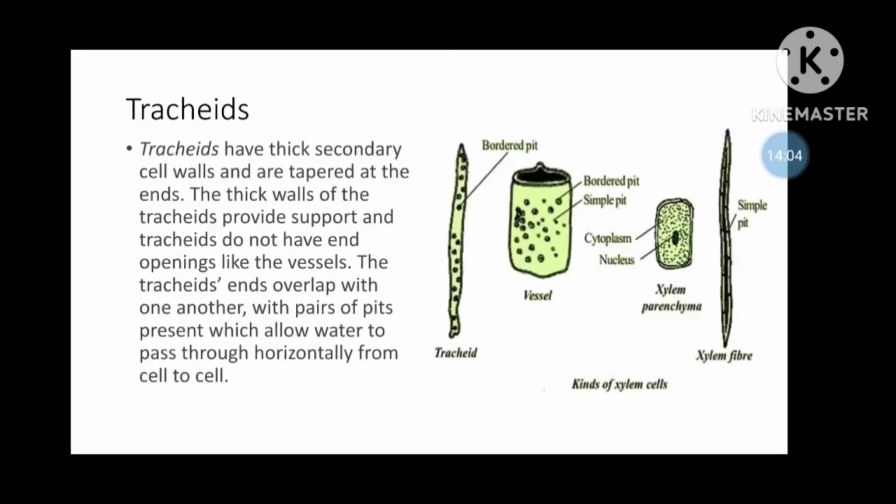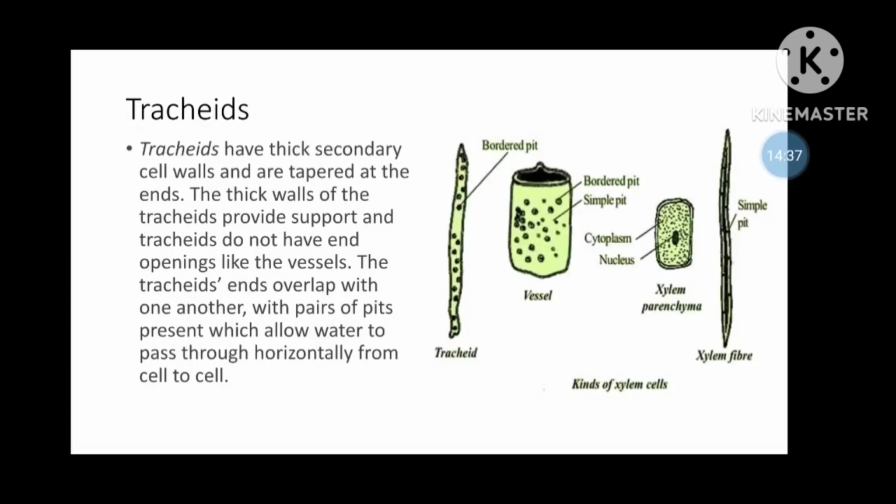Now, your next one is tracheids. Tracheids have a thick secondary cell wall and are tapered at the end. You can see in tracheids, the tracheids are thin at the end, that is called tapered. So tracheids have a tapered end and a thick cell wall which provides support.